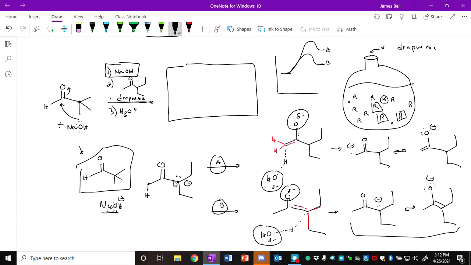And as soon as that forms, since I'm adding it dropwise, it's not likely to collide with another molecule of that and attack it. And since this has already been added with the NaOH, it's likely to attack the aldehyde.